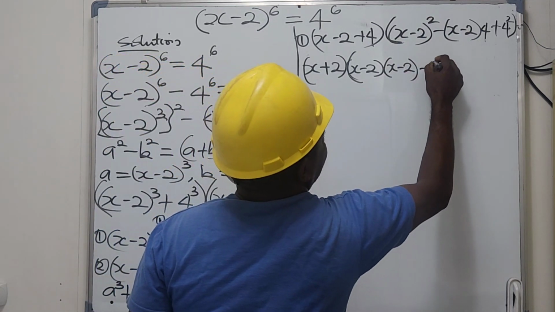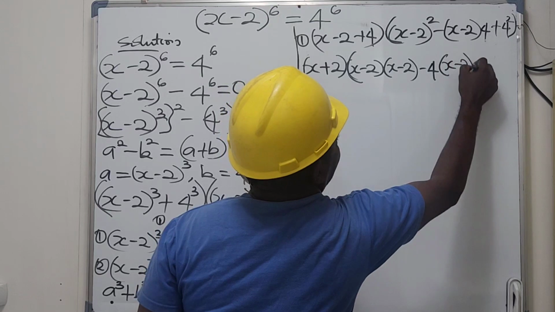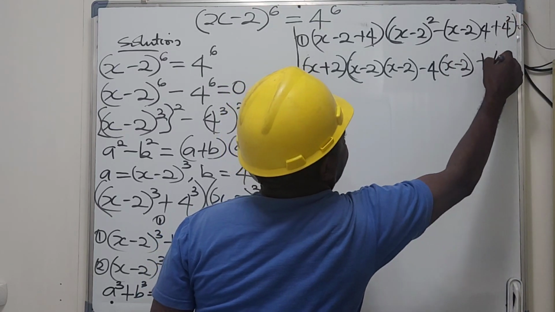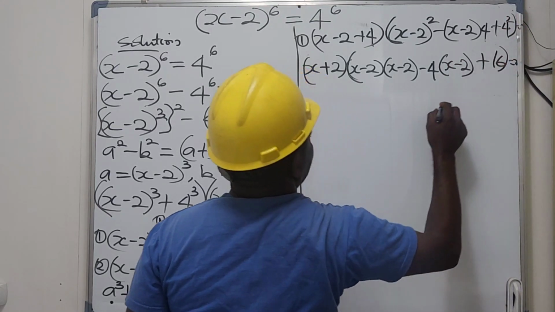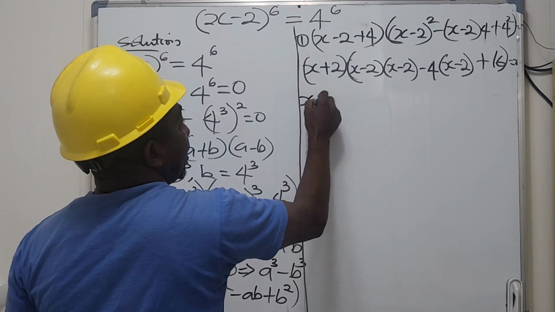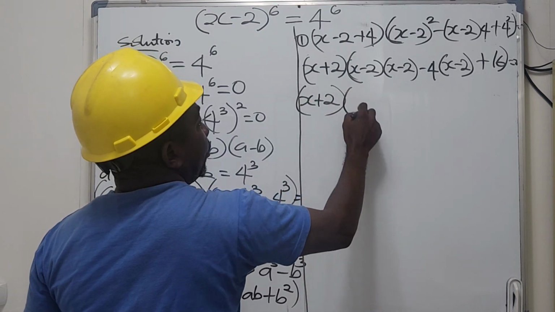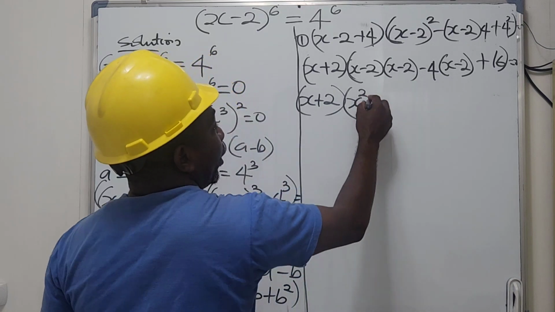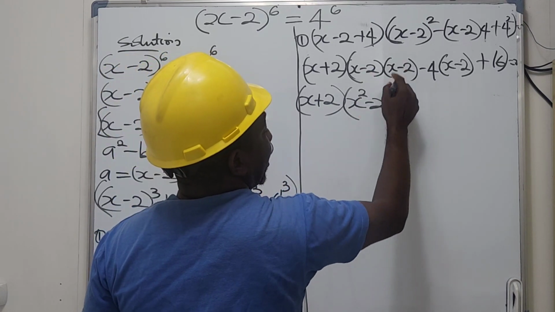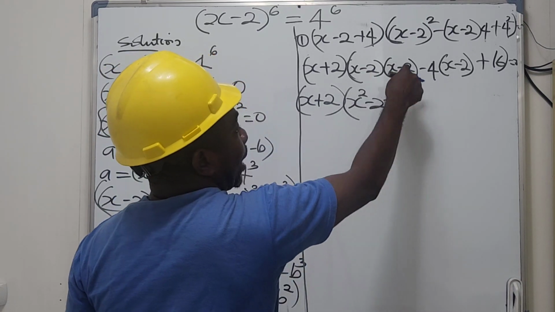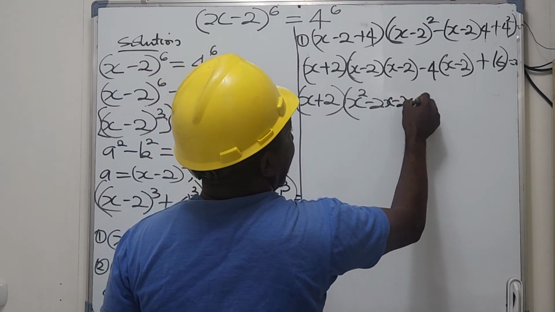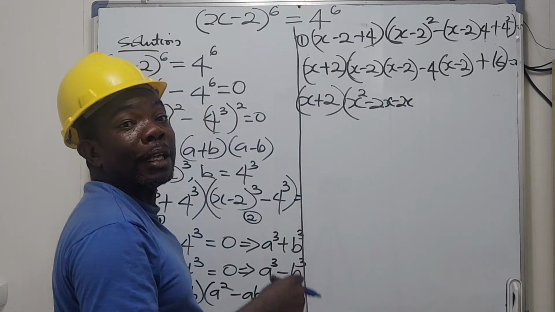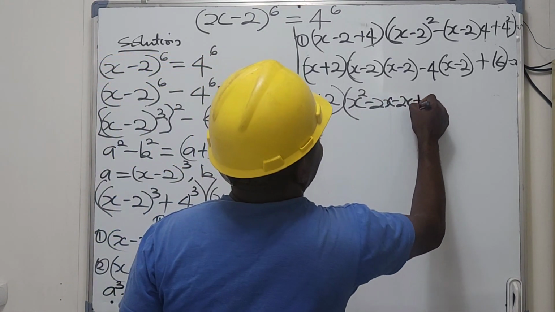So we have here minus 4 into x minus 2 plus 4 to the power of 2 is 16, all equals to 0. So in this case, we have x plus 2 into x times x, we have x to the power of 2. X times minus 2, we have minus 2x. Minus 2 times x, we have minus 2x. We have minus 2 times minus 2, we have plus 4.